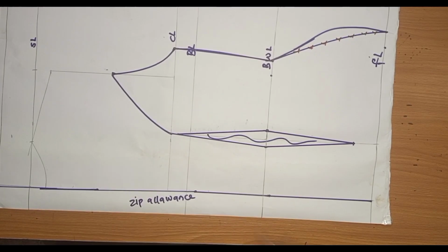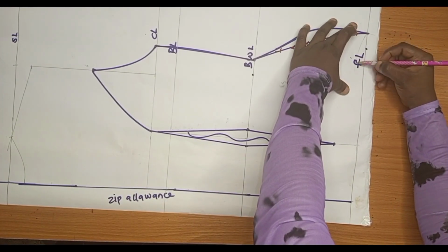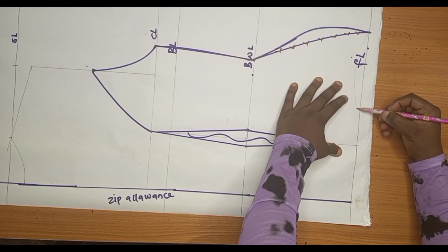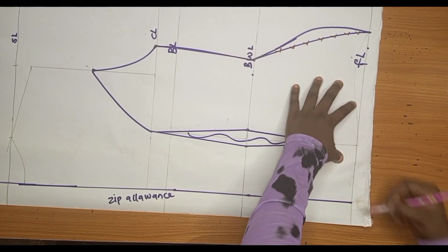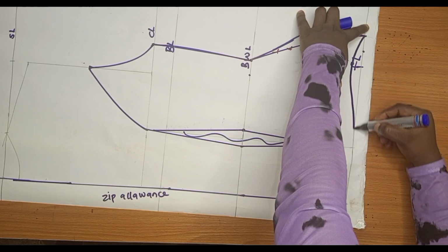So after doing this, I'll just mark out the shape at the down part of this dress like so. So I'm using my pencil to do that, then I'll use my marker to outline it. And this is the shape that this dress has at the back part.